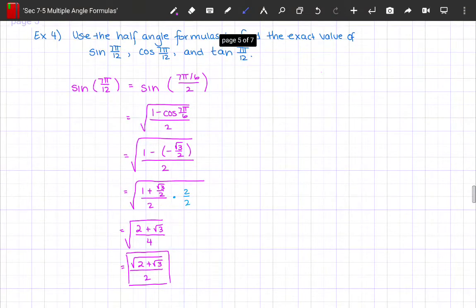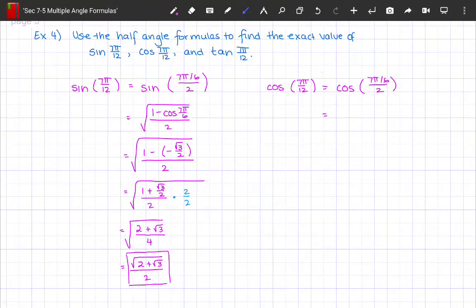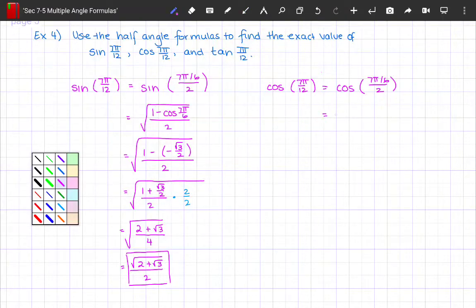Totally normal. Now that we got that one, you're going to see the other ones are very similar now. Cosine of 7 pi over 12 is the same thing as cosine of 7 pi over 6 over 2. Now remember, 7 pi over 12 is in quadrant 2, where cosine is negative. So I'm going to use the negative square root.